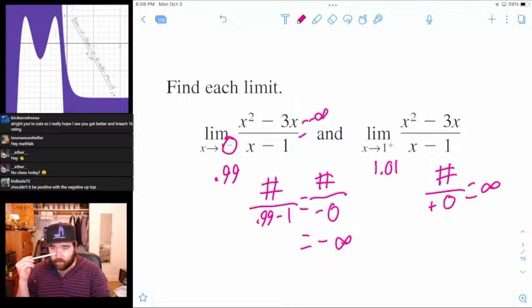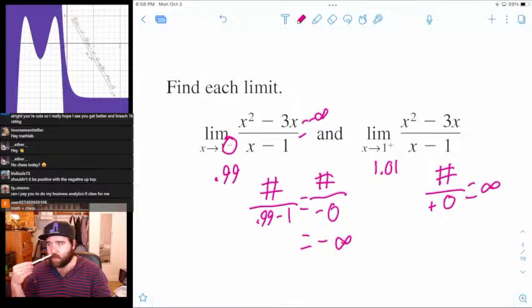Are you right? Shouldn't it be positive with the negative up top? Well, it's the same thing, right? I mean, if the negative's on the top or bottom of the fraction, that's fine.